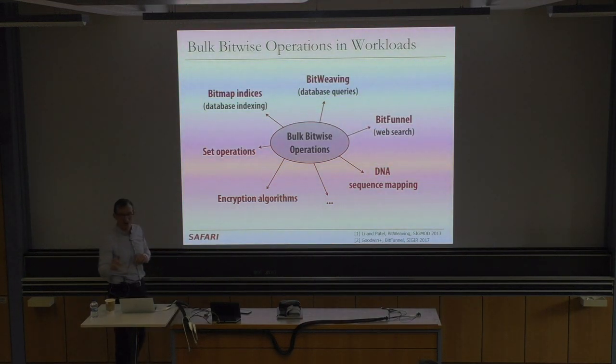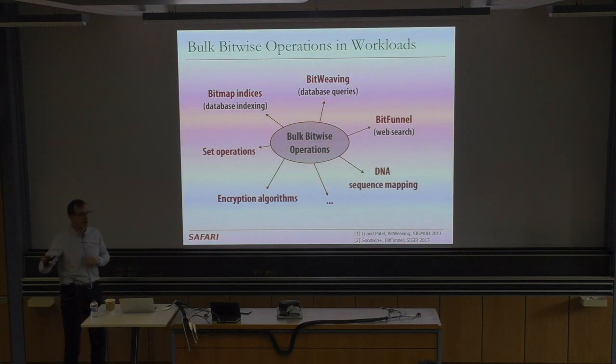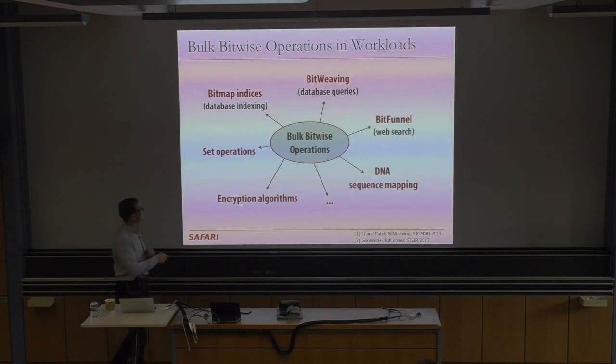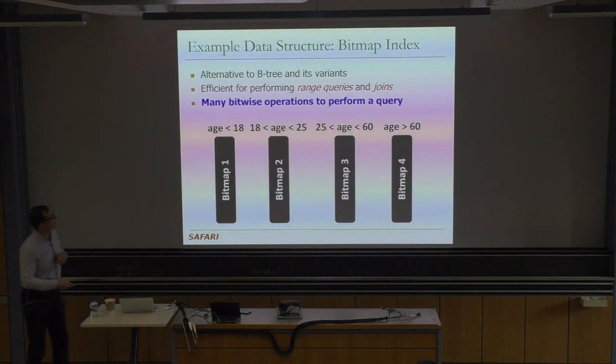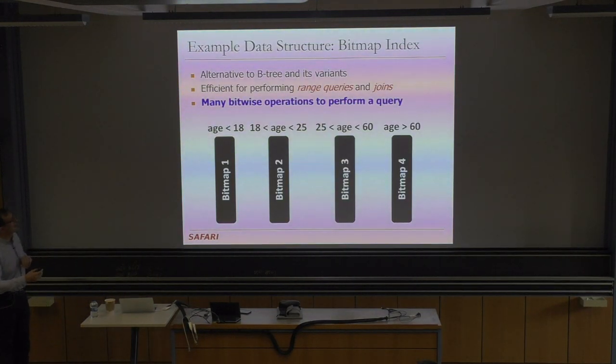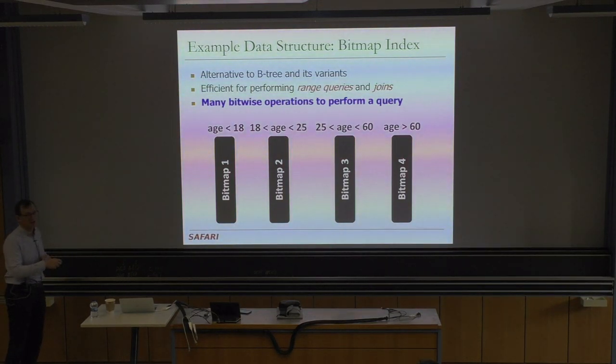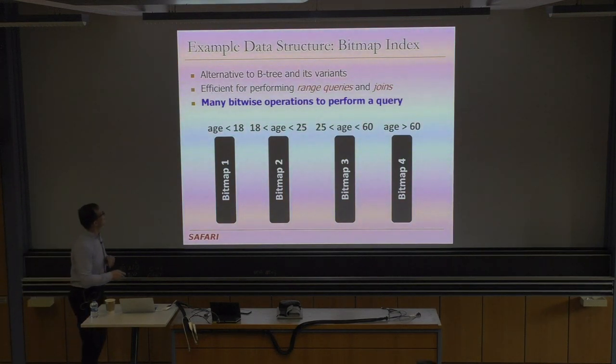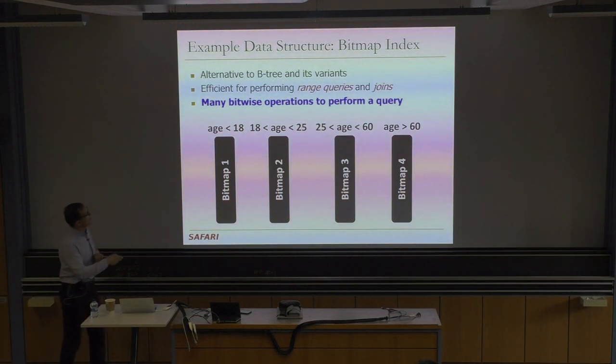DNA sequence mapping, you've seen this. You can actually have a lot of bitwise operations over there, encryption and some set operations I'm not going to talk about. Let's take a look at one example. This is a bitmap index, basically. A lot of databases use a bitmap index as an alternative to data structures like B-trees or B-plus trees. And some of these bitwise operations are good at performing range queries or joins. So let's take a look at an example.